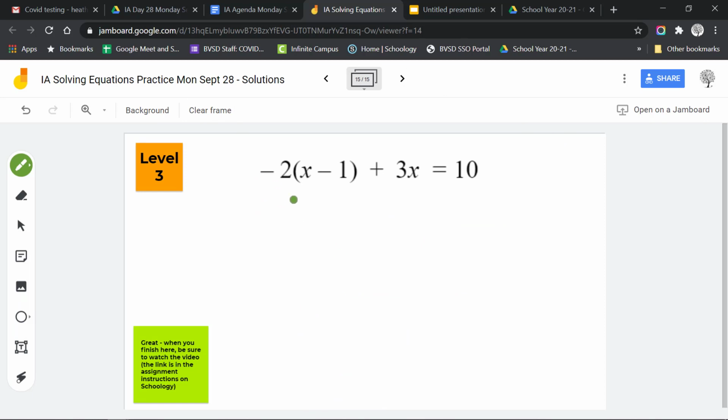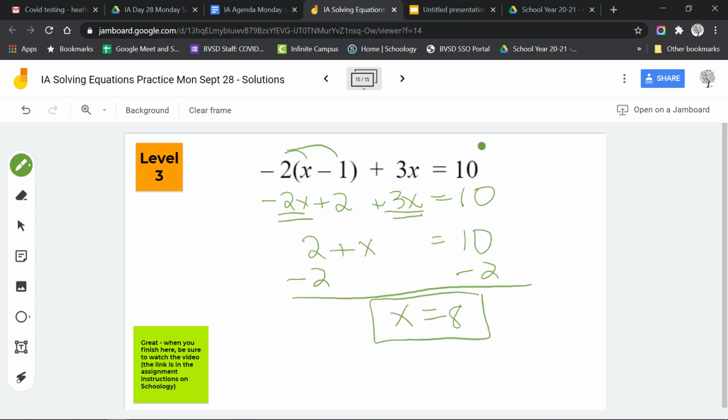All right, now this is combining the distributing with another like term here. So here I can't divide by 2 straight off, or I could, but then I'd end up with 3 halves x. I don't really want that, so I'm going to distribute first instead. Now I'm going to combine like terms, and I can isolate the x, and of course plug it back in and check and make sure that it works.